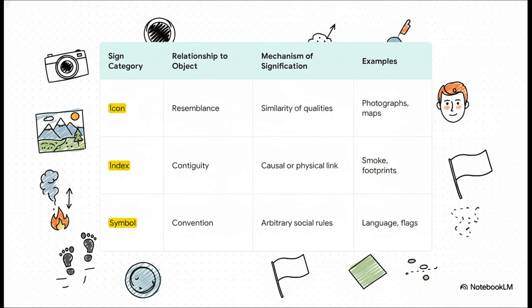And finally, you have the symbol. This is where it gets interesting. A symbol, like a flag or even the words I'm speaking right now, has no natural connection to what it means. Its meaning only exists because we, as a group, have all agreed that it does.